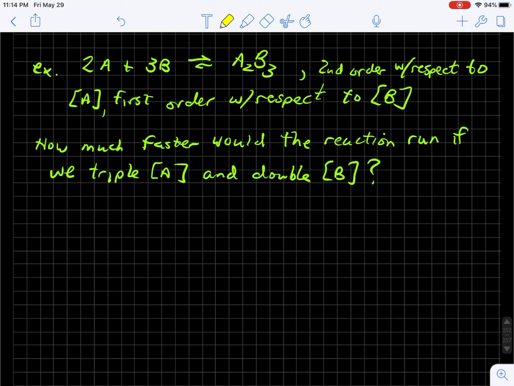Please try this problem. Give you a chance to work it out, and then I will come back and go over it. I'll pause. I'm done pausing. Here we go. All right.